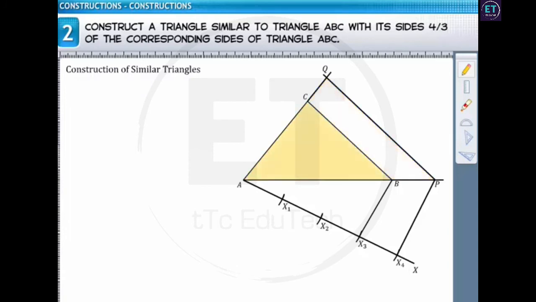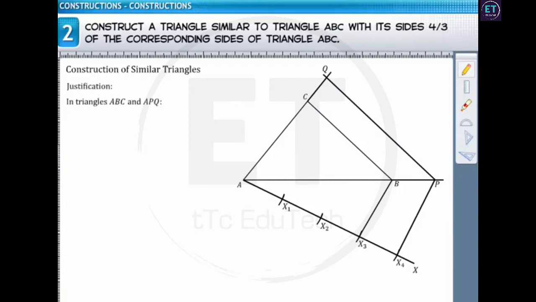Triangle APQ is similar to the given triangle ABC, and its sides are 4/3 of the corresponding sides of the triangle ABC. Thus, APQ is the required triangle. Now, let us verify this construction mathematically.